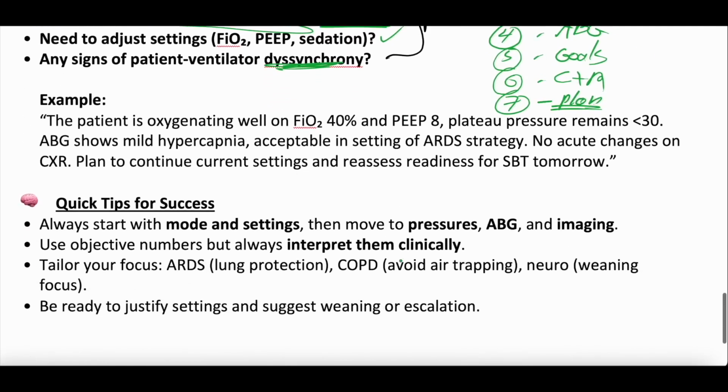So quick tips for success. Always start with mode and settings. And really, this is all about repetition. Stick to a single structure and just do that every day for every patient over and over and over again.